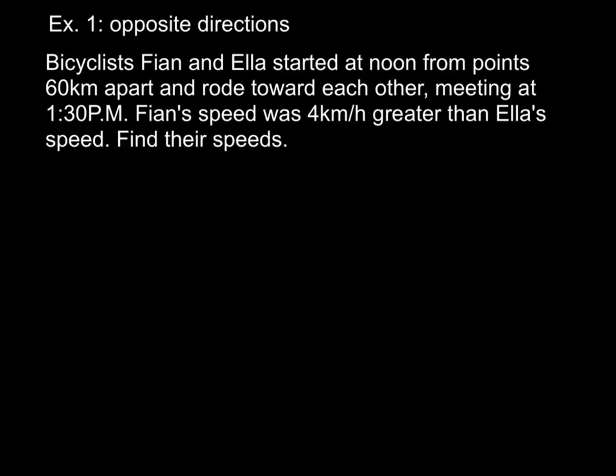The first type of distance, rate, and time problem that we might encounter is one in which two objects are moving in opposite directions. In the case of this example, we've got two bicyclists, Fian and Ella, riding their bikes, and they start 60 kilometers apart. All right, already I'm thinking that I need a visual representation of this. So I'm going to do a quick little drawing.